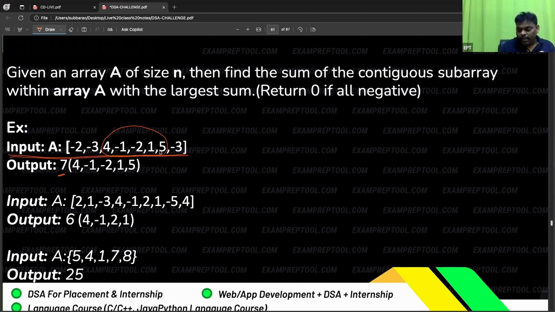You are getting some negatives, but if you see both corners, 4 and 5, they are bigger values, and in between there are small negative values. You can still take them so that you get the maximum value. So for the first example, the answer is 7. Can you see the second example? See this one, you have to take the subarray whose sum is maximum. So 4, minus 1, 2, 1.